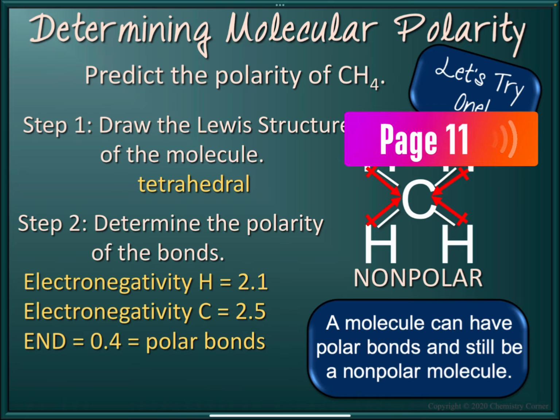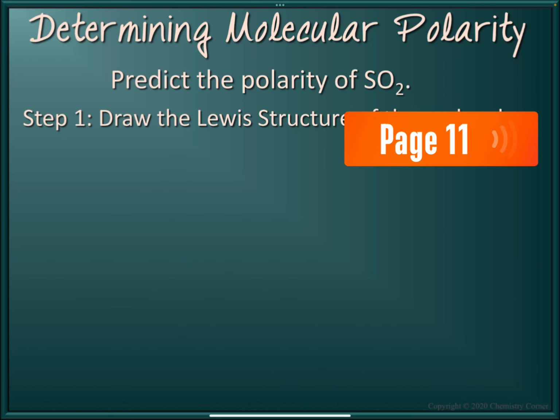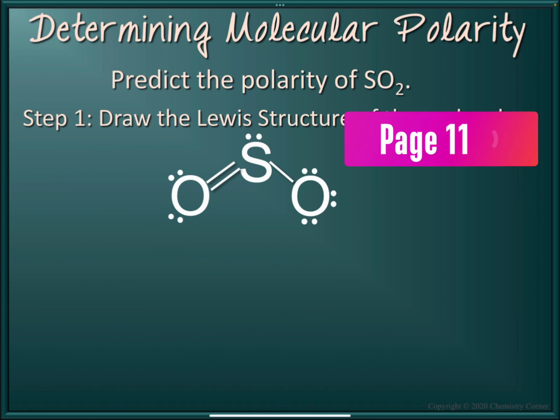So a molecule that can have polar bonds can still be nonpolar. We saw that with carbon dioxide. It is also true with methane. Okay, what about this molecule, SO2? We've drawn this molecule many times. It's one of my favorites to draw. SO2 has a single bond and a double bond and one lone pair.